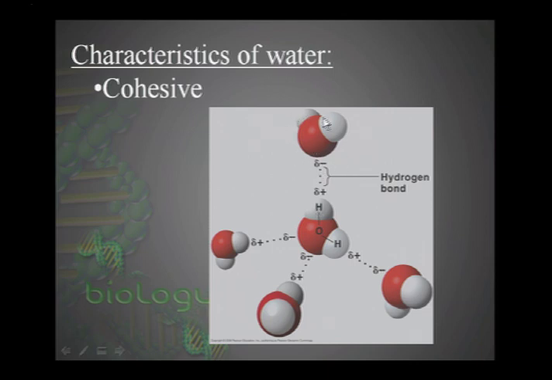So if I were to take this molecule and move it in this direction, it will tend to pull the rest of these molecules with it. And that's why water forms droplets. So when you put water on a surface, it tends to form a droplet. That's different from oils. When you put oil on a surface, it runs flat. And that's because oils are not cohesive.